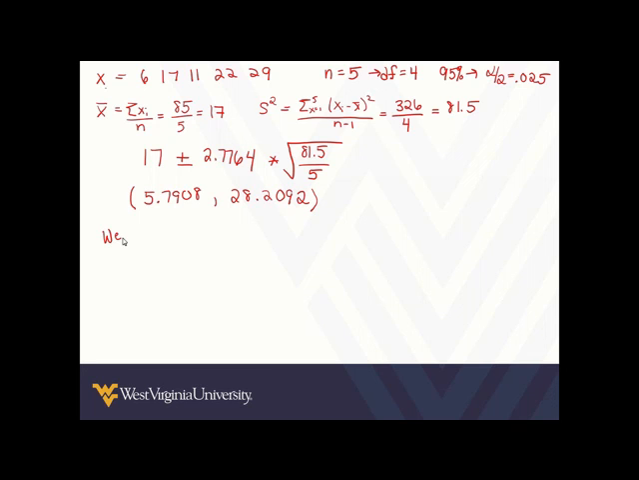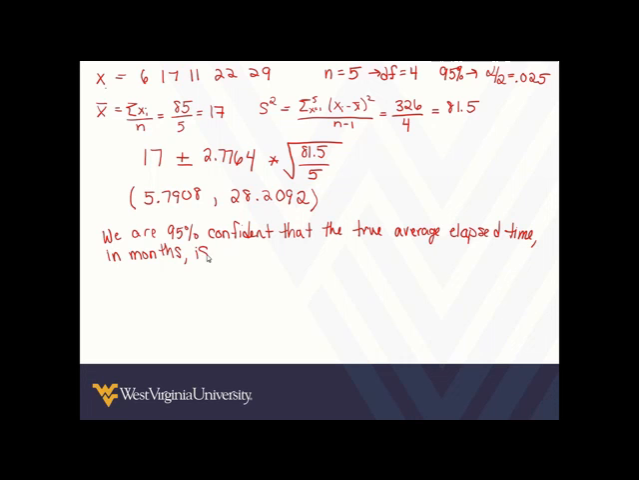And so we can now make a proper interpretation and state that we are 95% confident that the true average lapse time in months is between 5.7908 and 28.2092 months. So in this case, I included the fractions of the months.